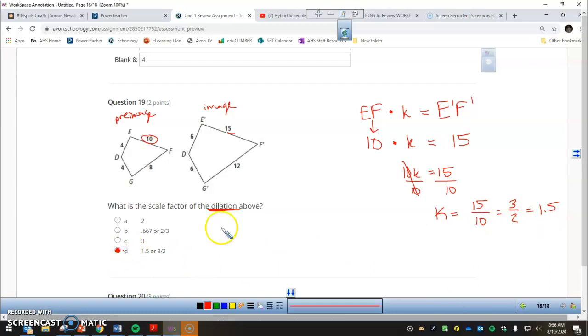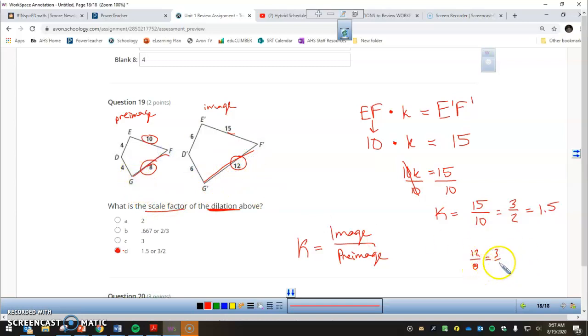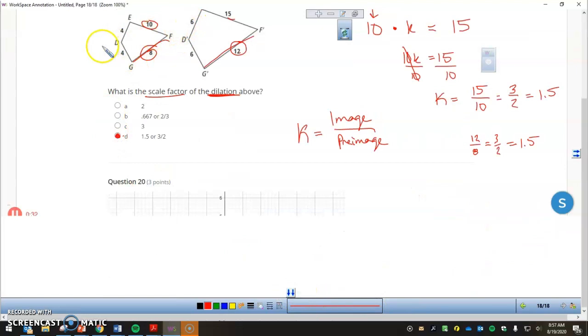But just keep in mind that in order to figure out what a scale factor is, a scale factor K is always just some sort of image, so an after, divided by your pre-image. So we could have done like 12 divided by 8. So it always goes in this order whenever you're figuring out scale factor. So again, we could have done 12 divided by 8 to compare G prime F prime to GF, which again, 12 divided by 4 is 3, 8 divided by 4 is 2, so same scale factor. And you could also check with the other, so 6 divided by 4 would be the other. So again, divided by 2 is 3 over 2 equals 1.5. So D is going to be the scale factor for all three of those.